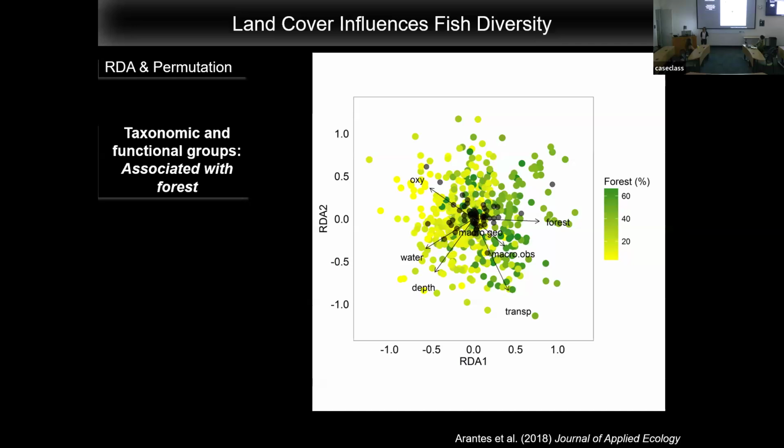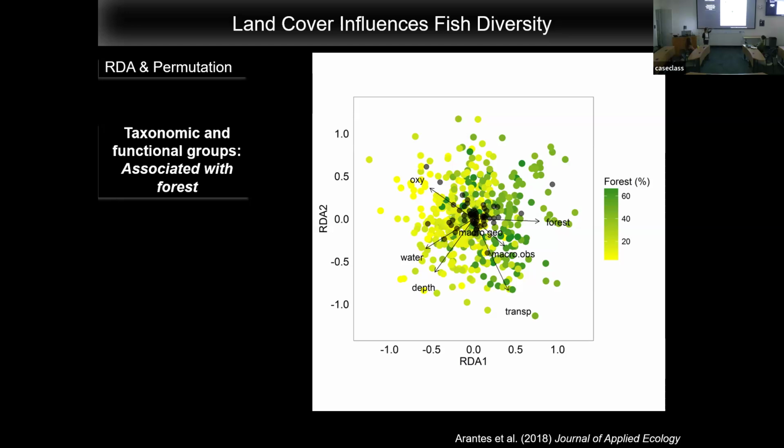Okay, so now let's talk about some of the results. What did we find? So we found that both the taxonomic and the functional assemblage structure was strongly associated with the gradient of forest. So here I'm gonna show you species and functional groups that were associated with forest and other species and functional groups that were associated with herbaceous vegetation. And this is gonna be shown in these plots, which are the results of redundancy analysis.